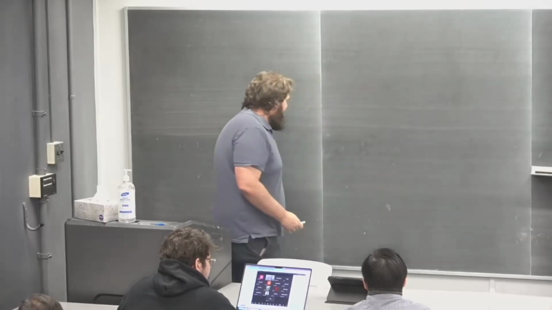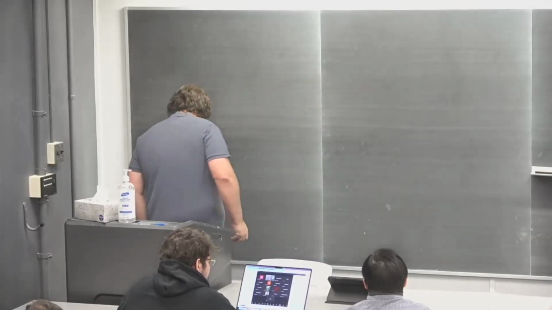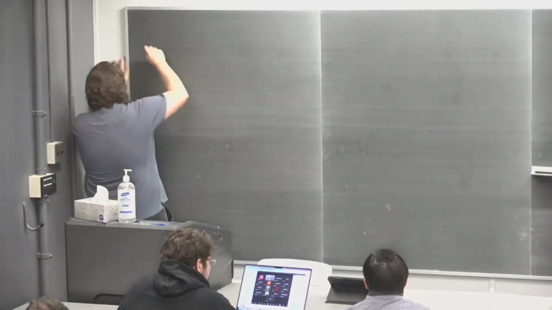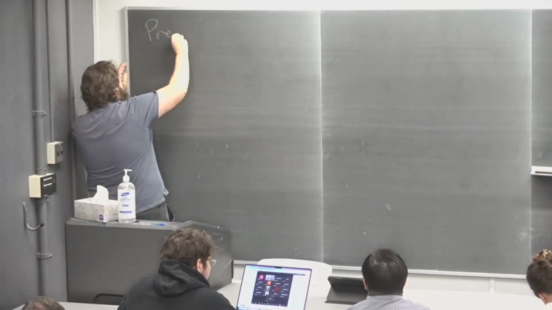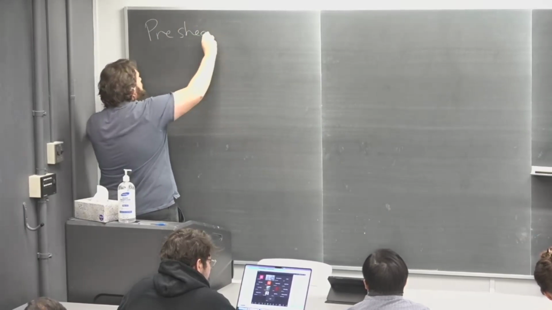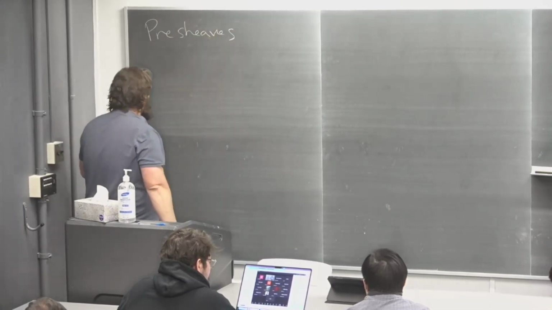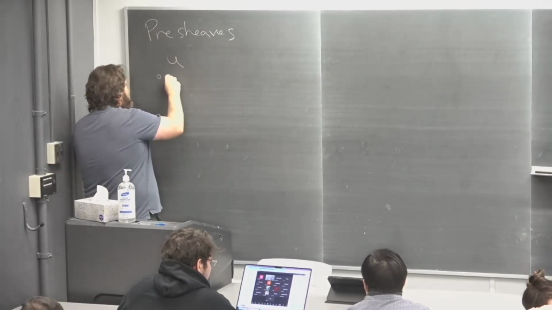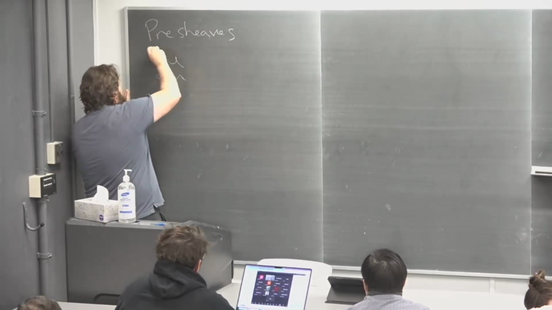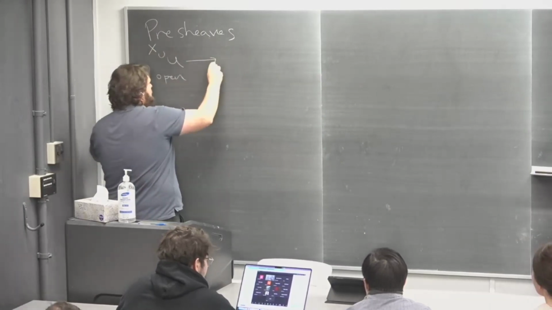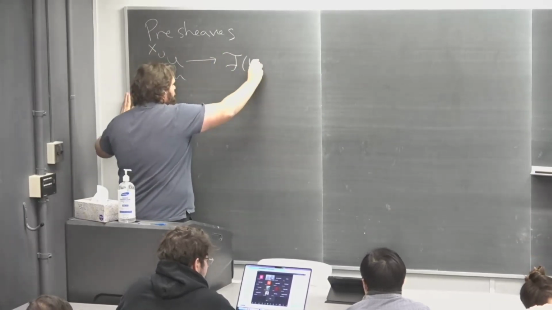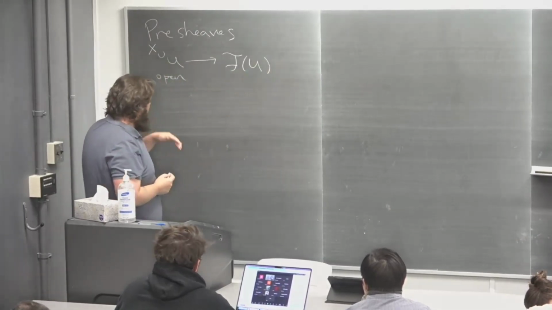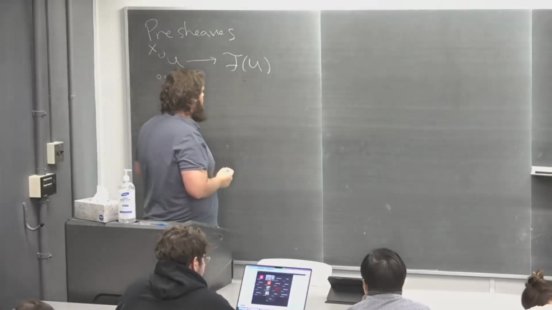Cool. So what we had gotten to last time was we had defined pre-sheaves. So this was an assignment of every open inside some topological space X to a set, or more generally, object in a category, which we called F of U.